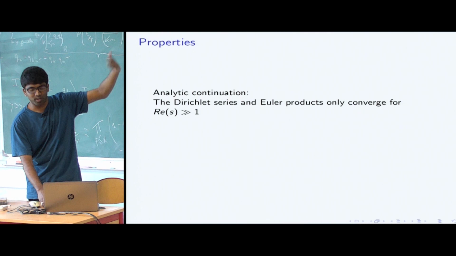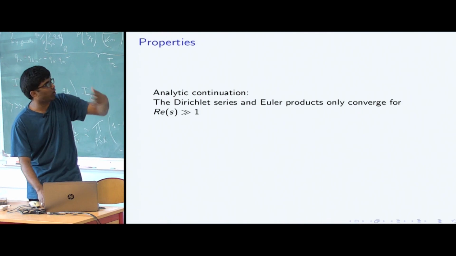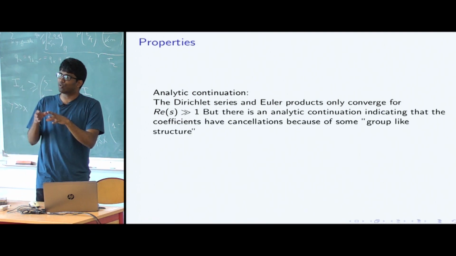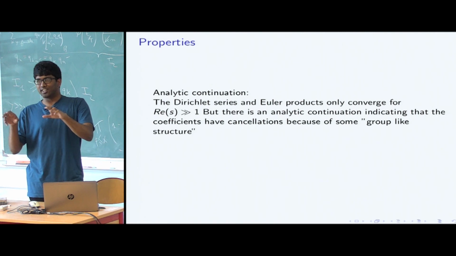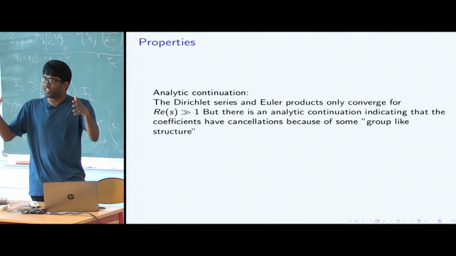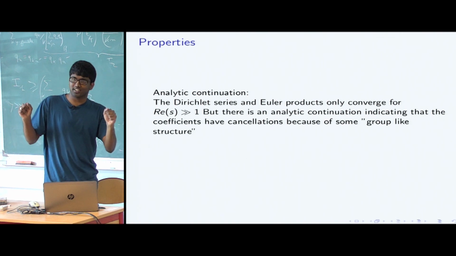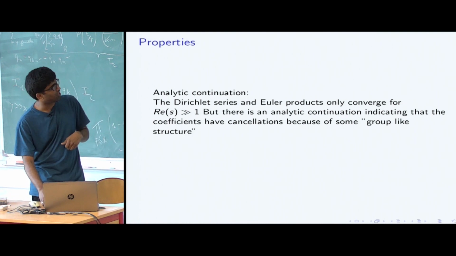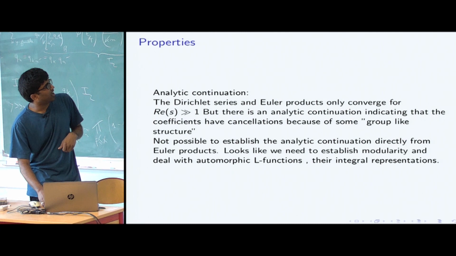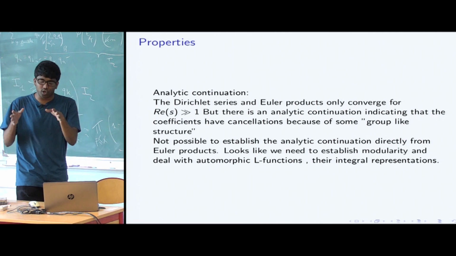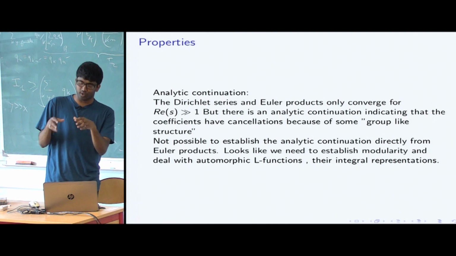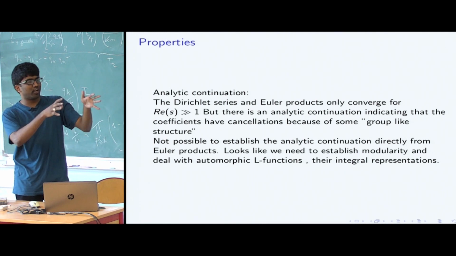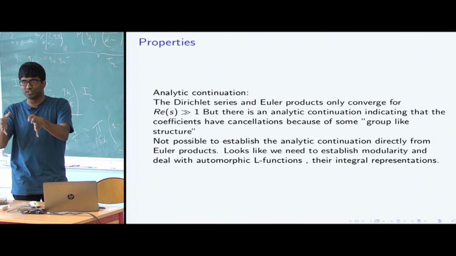Okay, but they can be continued to the whole complex plane. The fact that they can be continued to the whole complex plane indicates that there is a cancellation in the coefficients of the L function. That indicates that already this L function has some group-like structure. If you just look at the Euler product and try to establish the analytic continuation, we don't have a way to do that. All ways to establish analytic continuations of even arithmetic geometric objects, we have defined them through just Euler products.